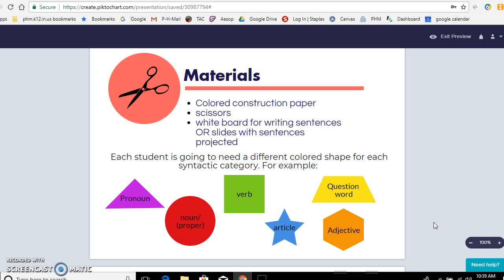But there is a little bit of prep before this lesson. You would have to come up with your example sentences and slides ahead of time. So the ones that you're trying to get them to understand, you would want to come up with, so that you can just project them at the time of the lesson. But each student is going to need their colored construction paper and their scissors because they're going to need a different colored shape for each syntactic category.